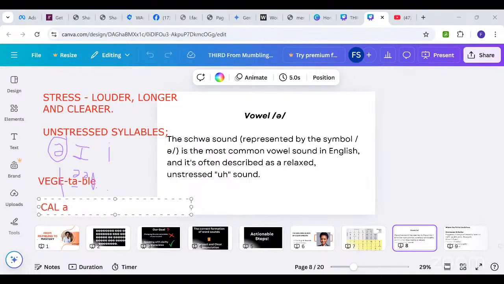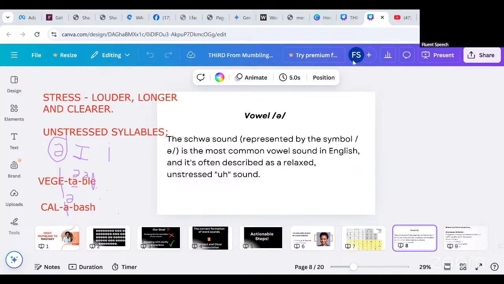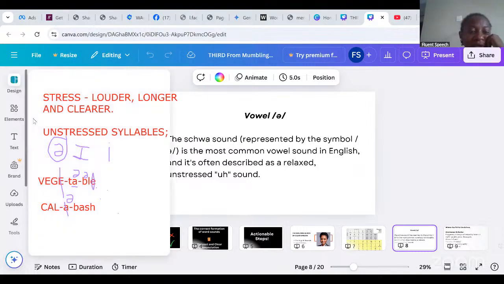Another example based on that rule I mentioned is the word calabash. So in this word as well, we're stressing the first syllable, cal. Naturally, we're supposed to say cala, but the second letter A there would not sound A again. It becomes a schwa. So we say calabash, instead of calabash. So that is it for the first rule I mentioned.